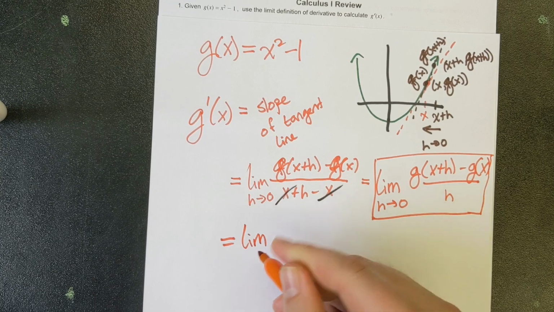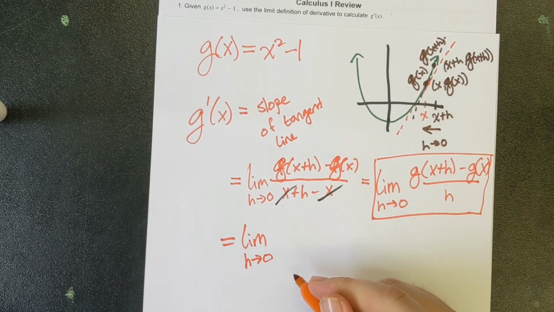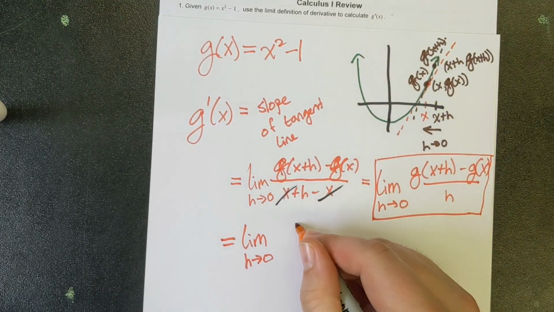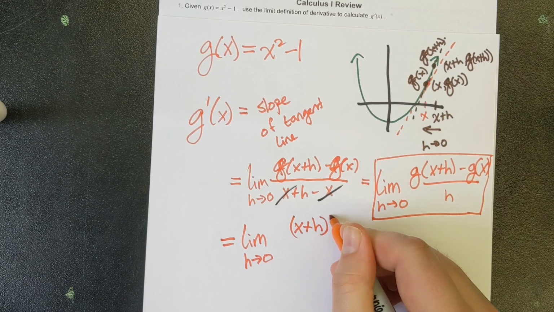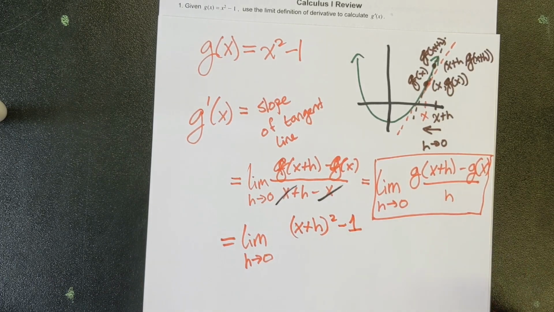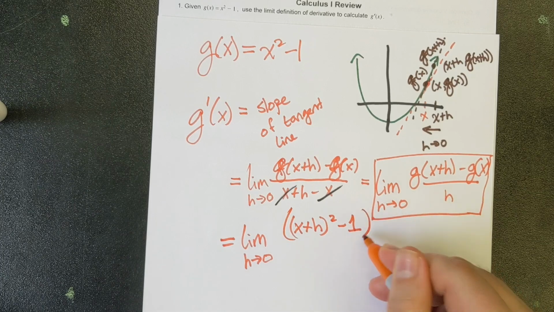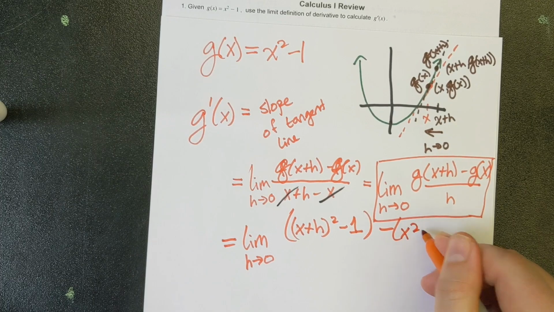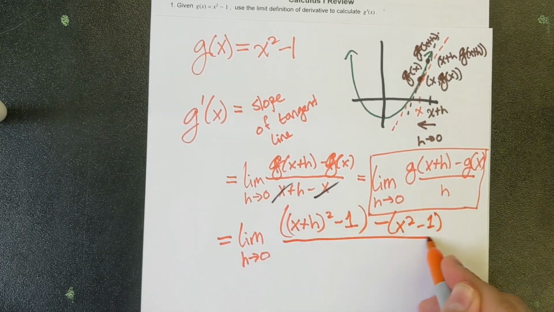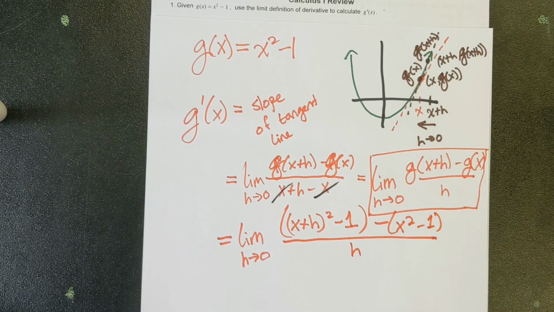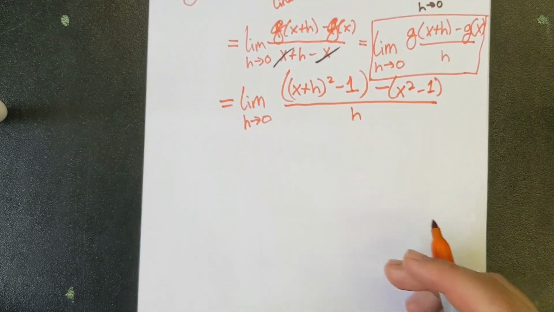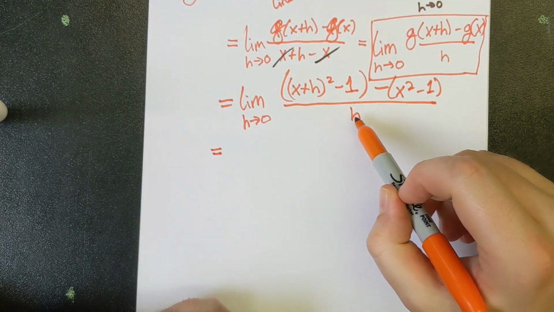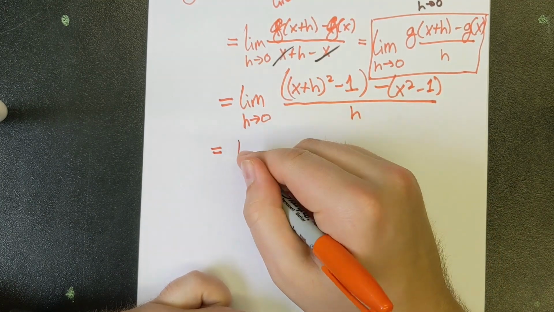It's going to be the limit as h goes to 0 of plug in x plus h. So you're plugging it in here, so it becomes x plus h squared minus 1. And then you're going to plug in the x. So plugging in x is just x squared minus 1, x squared minus 1 all over h. Okay? Let's try and simplify this some. You can't just plug in the 0 now, or you'd be dividing by 0. So we're going to simplify it some. Let's see what we get.